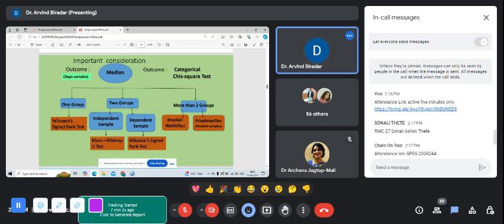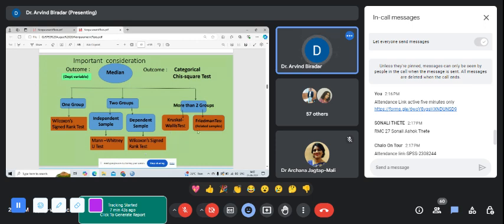Two groups: independent sample and dependent sample. For an independent sample, you apply the Mann-Whitney U test. For the dependent sample, the Wilcoxon signed rank test.